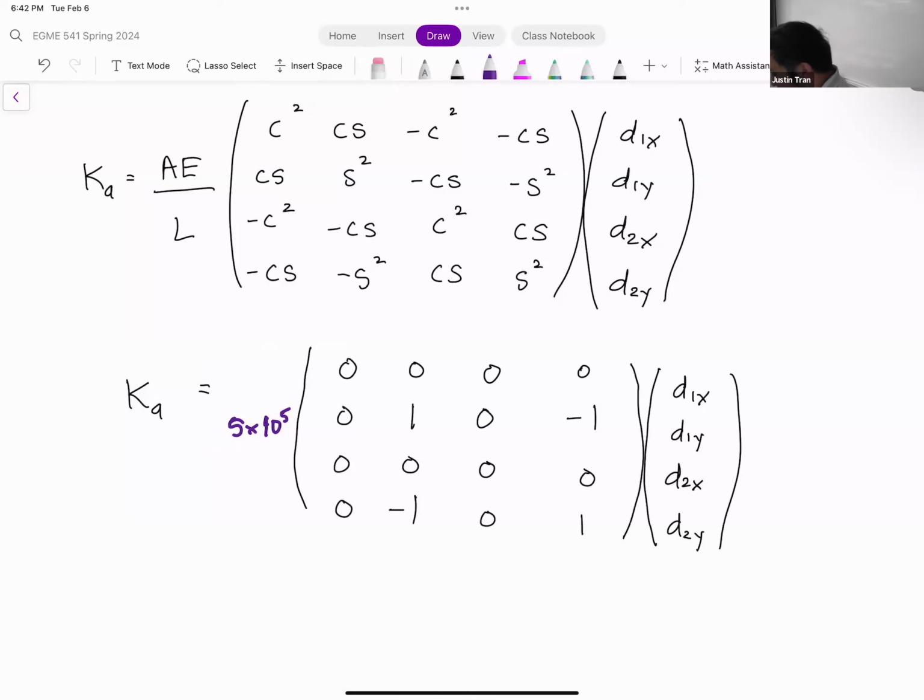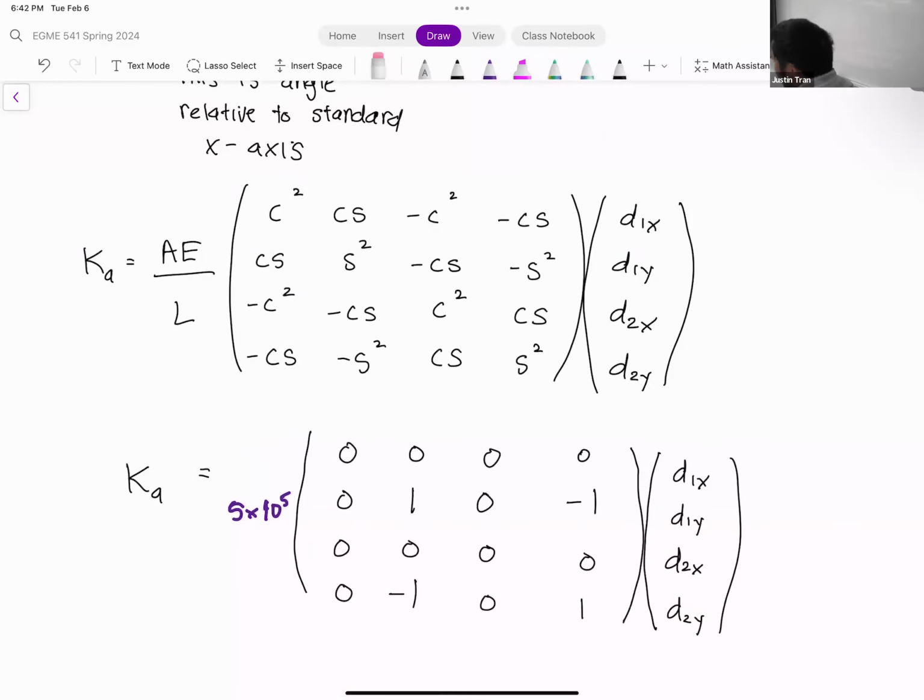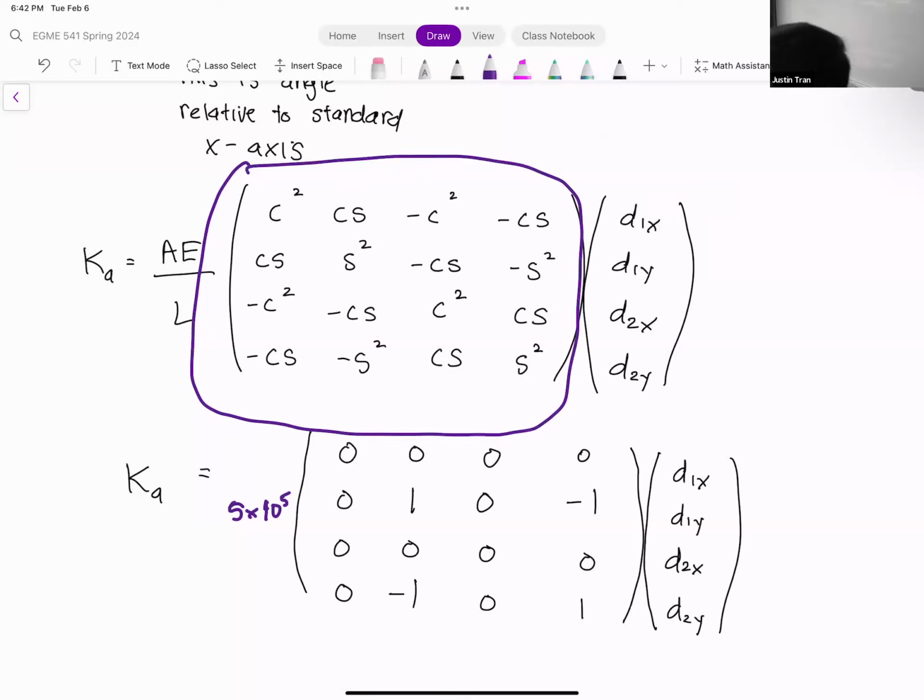All right, and so the second thing that I want to show you before we end up today is to make your process a little bit more efficient, okay? And so let's look at the general form for the element stiffness matrix that we have here, okay? One thing that you might have noticed about this matrix is that it's a symmetric matrix.